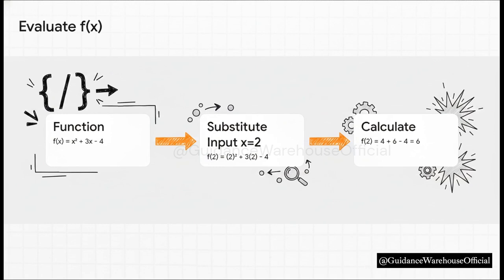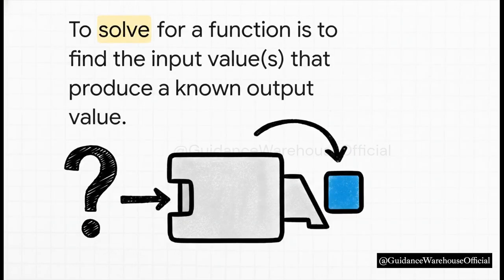So let's try one. Say our function rule is f of x equals x squared plus 3x minus 4, and we're asked to evaluate it for x equals 2. All we do is we take that 2 and we substitute it in everywhere we see an x. So f of 2 becomes 2 squared plus 3 times 2 minus 4. We just do the math. 4 plus 6 is 10, minus 4 gives us 6. So our output is 6. See? Not so bad.